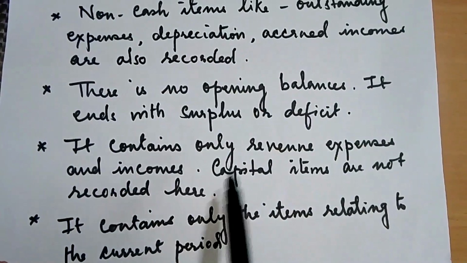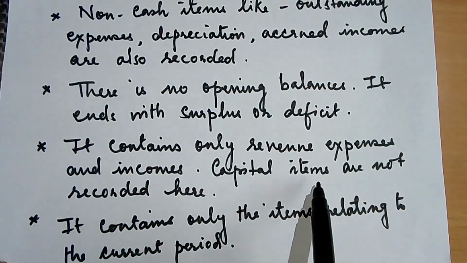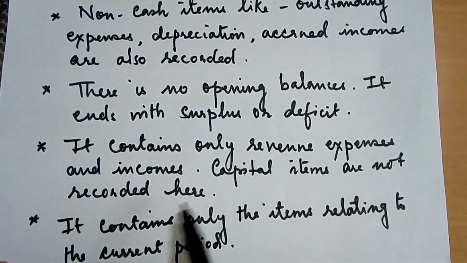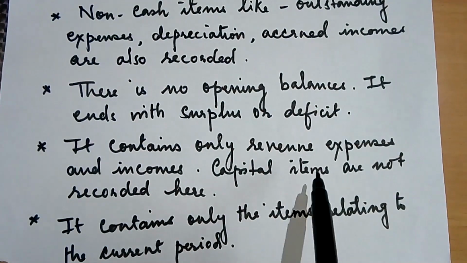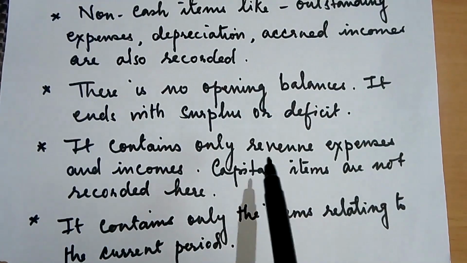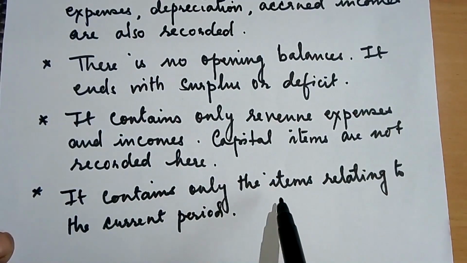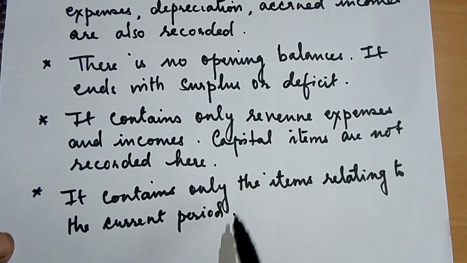Now it contains only revenue, expenses and income. Capital items are not recorded here, such as land, furniture and so on will not be included in the income and expenditure account. Now it contains only the items relating to the current period.